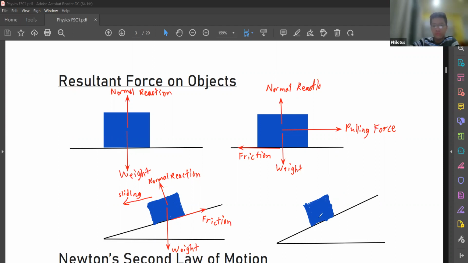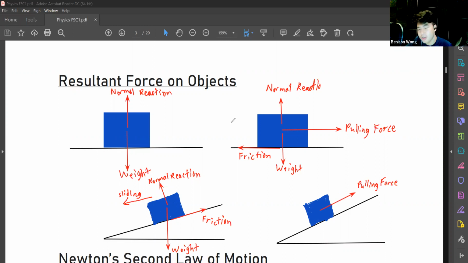So what if you pull the object in this direction? That's big. Okay, this will be your pulling force. You pull the object in this direction. What are the forces acting on this object?